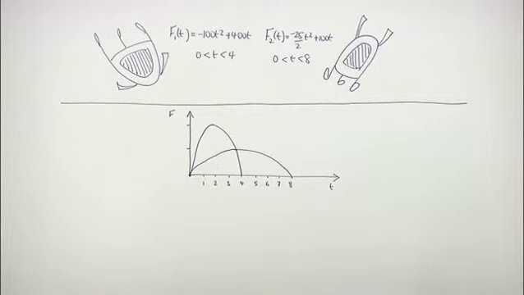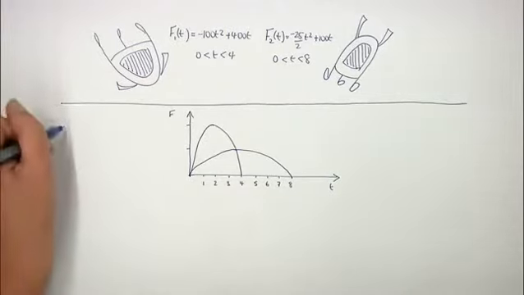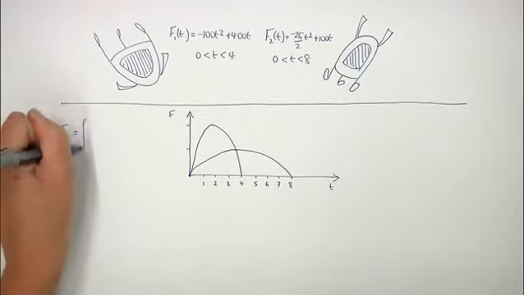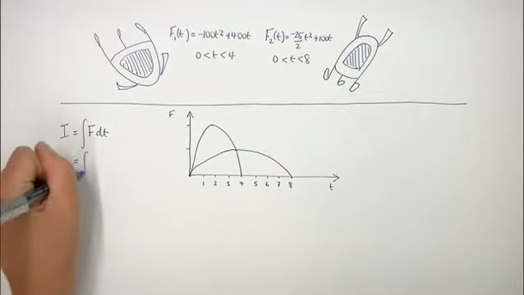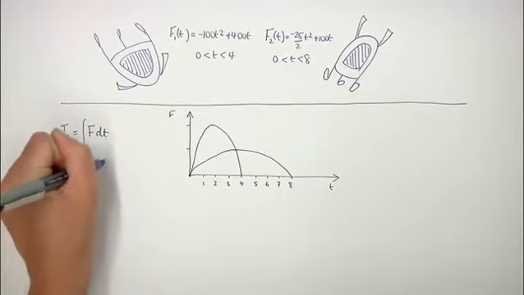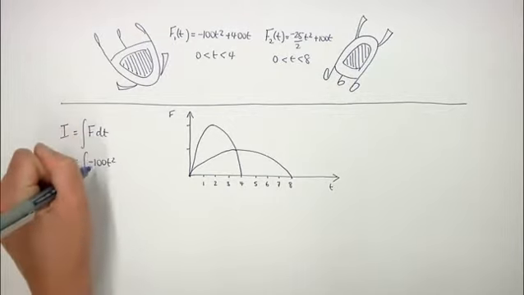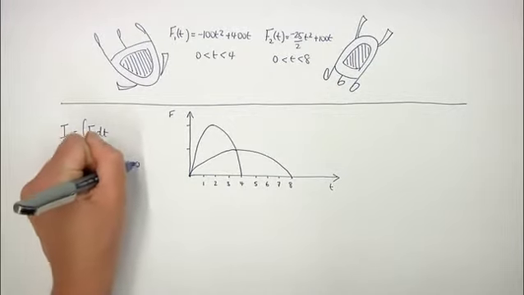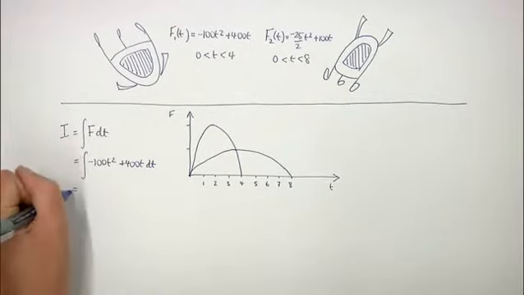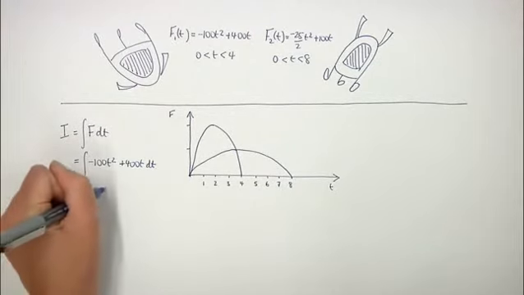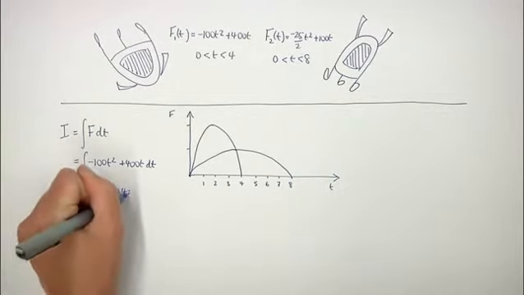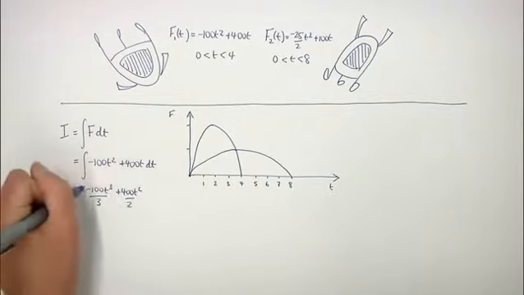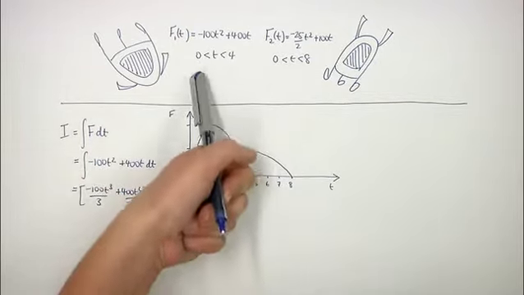Let's calculate the impulse experienced by the first spacecraft. The formula is impulse equals integral of f dt. So that's the integral of minus 100 t squared plus 400t dt, which is minus 100 t cubed divided by 3 plus 400 t squared divided by 2 between the limits of 4 and 0.